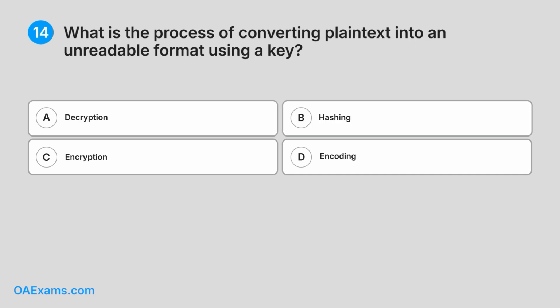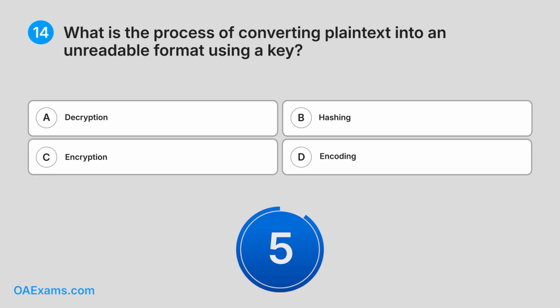14. What is the process of converting plain text into an unreadable format using a key? A. Decryption. B. Hashing. C. Encryption. D. Encoding. Do you know the answer?